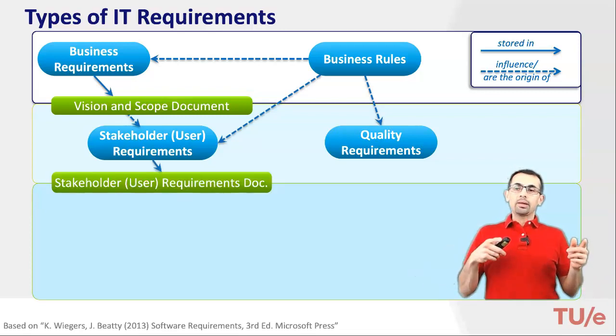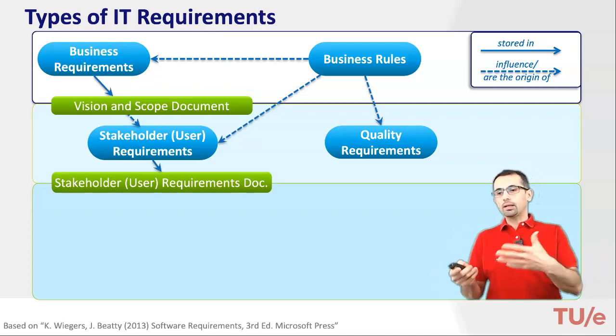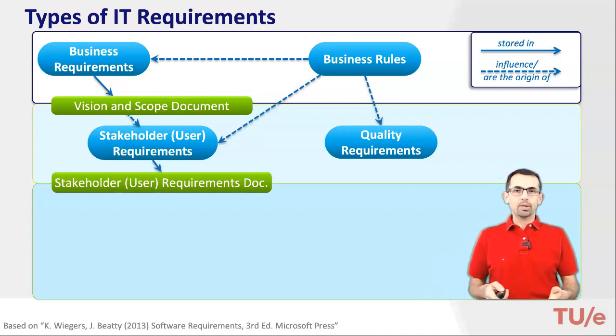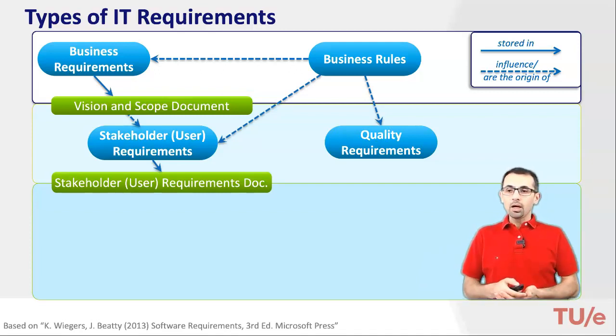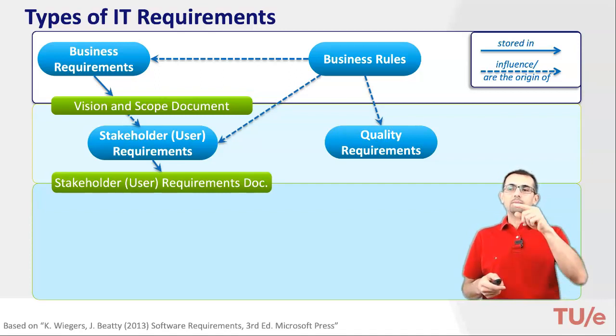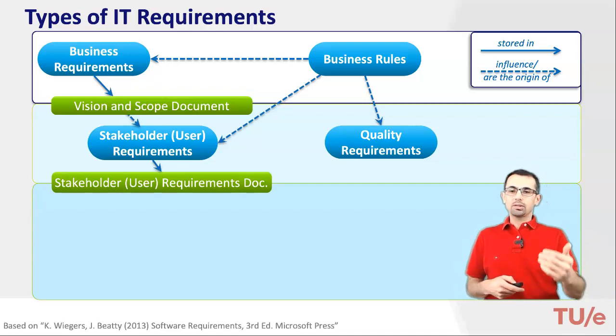We see that the stakeholder user requirements, and sometimes also quality requirements, but not necessarily, are stored in a stakeholder user requirements document. Use cases, for instance, you would also see as a representation of stakeholder or user requirements. We don't have any specific assignment for that. We just have assignment A, the vision and scope document, and then we'll see assignment C, which is the lowest level of granularity.